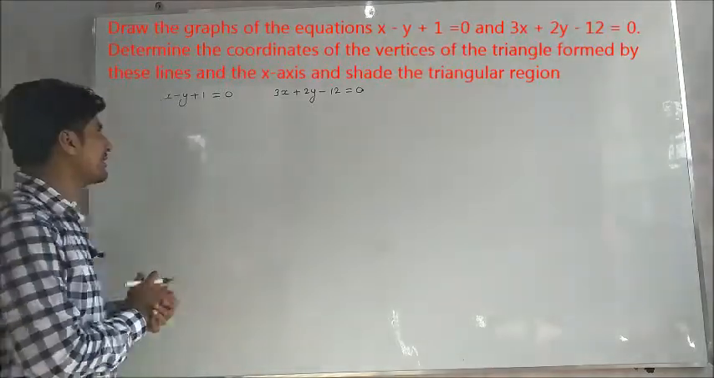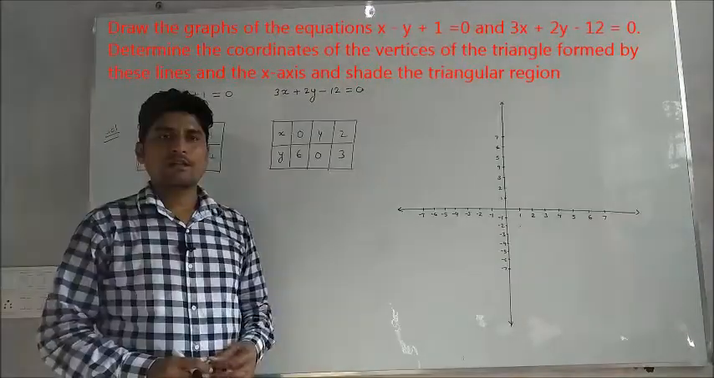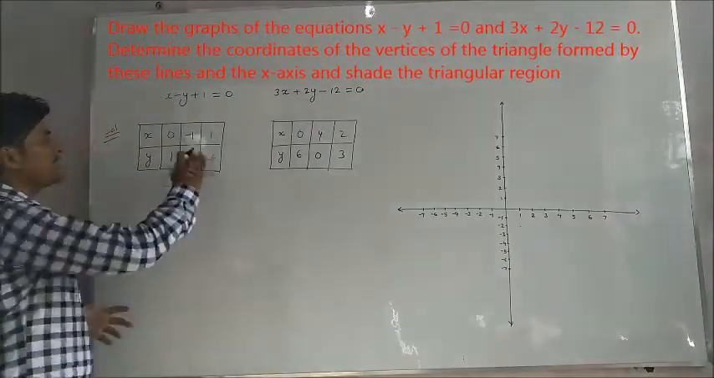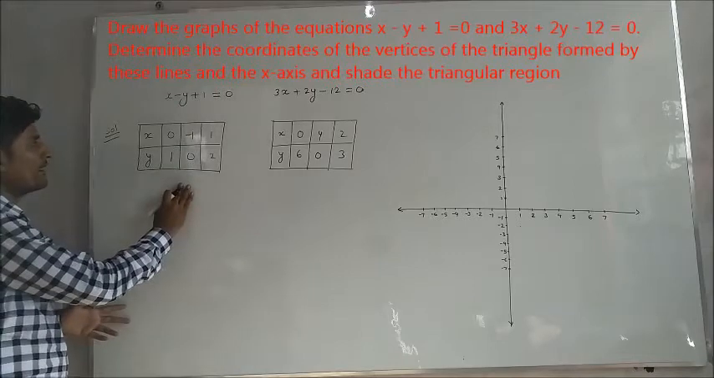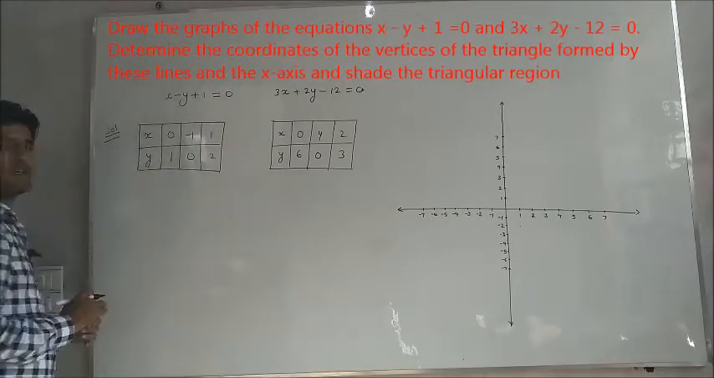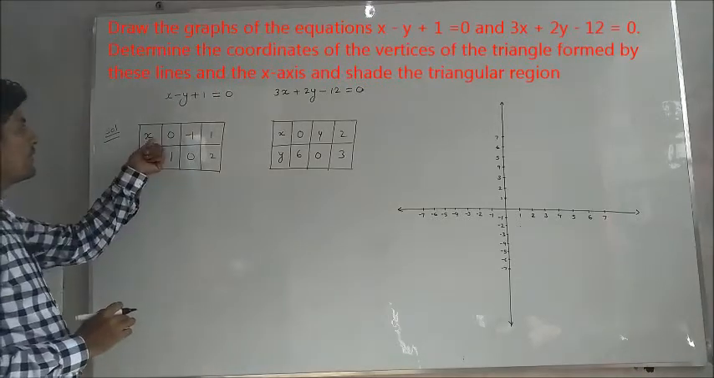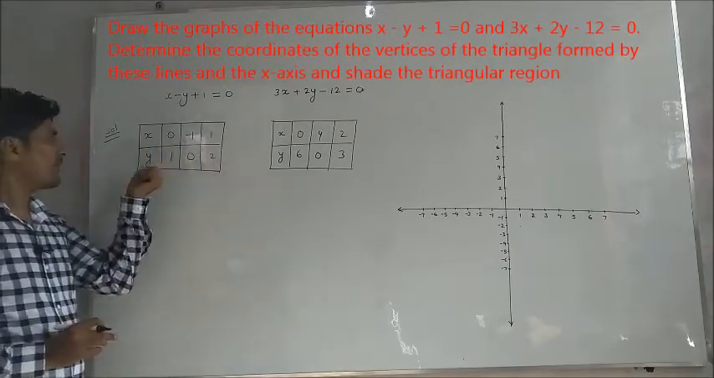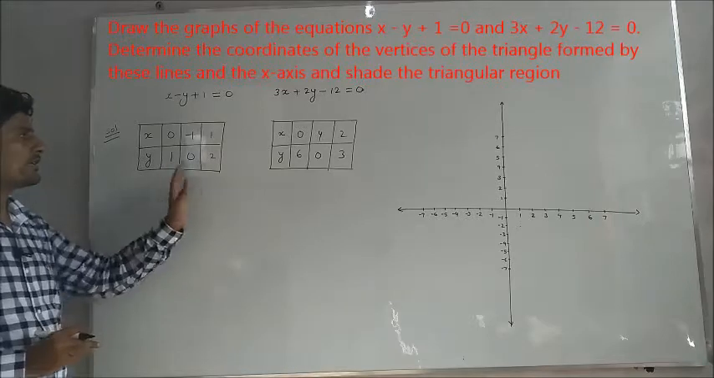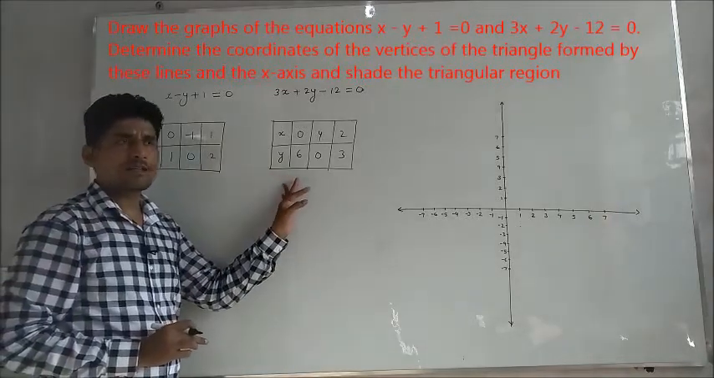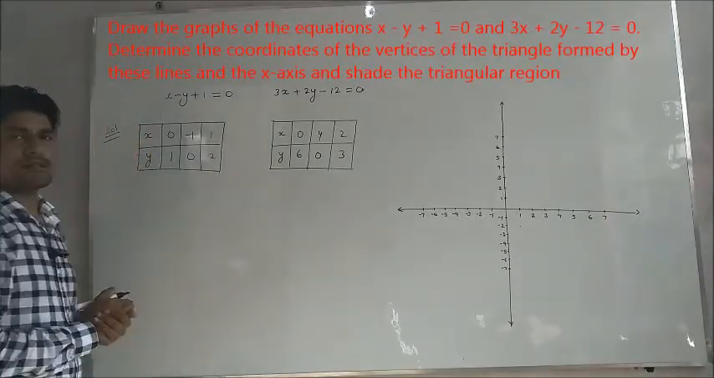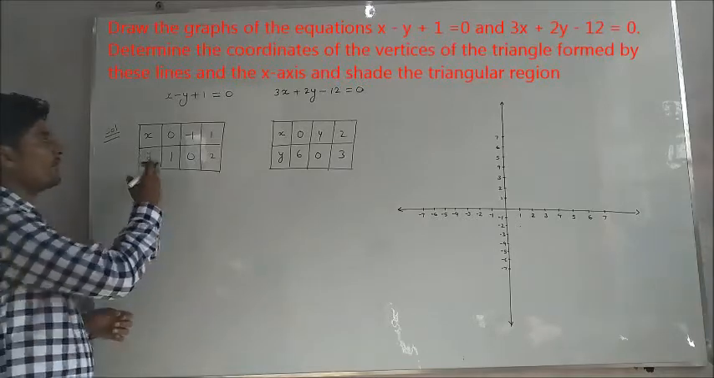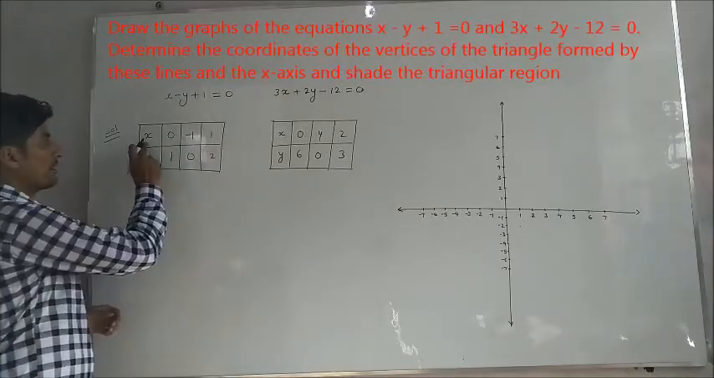So let us see the solution for this question. As I said, first of all we have to draw the table. In the very first column we have to take x and y. Then we have to take the value of x as an integer such that the value of y is also an integer. In the second case also I did the same thing. After making these two tables, we have to draw the line for each equation.